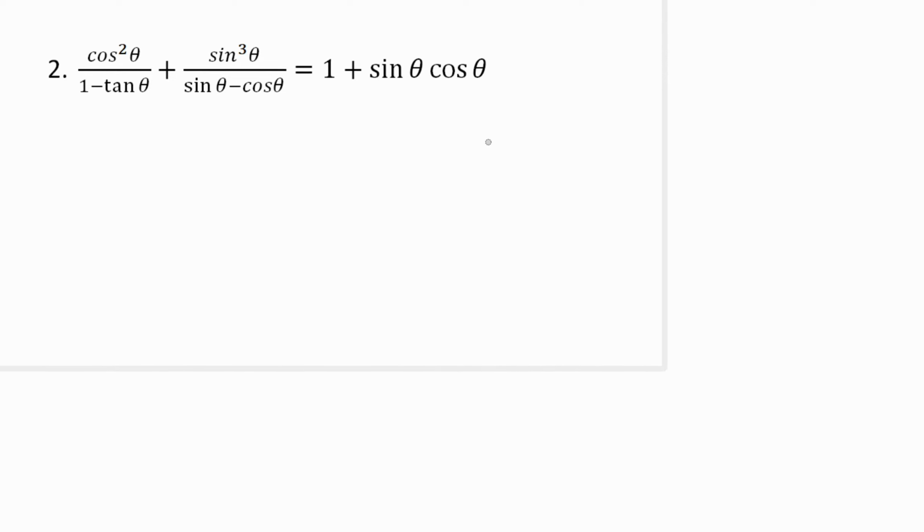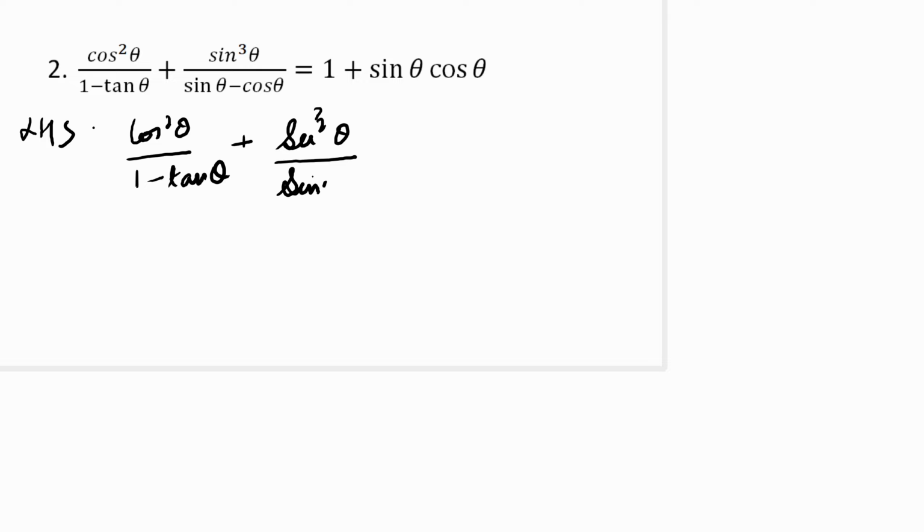I hope you all must have tried. I will not give the instructions again and again. It is understood from the next question onwards. So we'll again start with the left hand side. In the left hand side, it is cos square theta upon 1 minus tan theta plus sin cube theta upon sin theta minus cos theta. This is the left hand side.